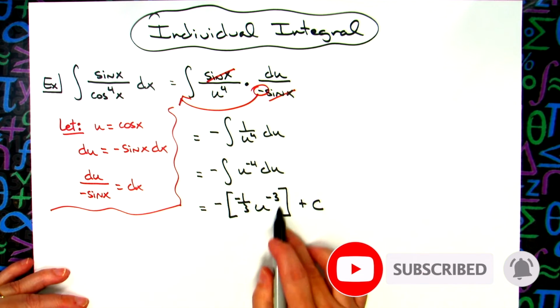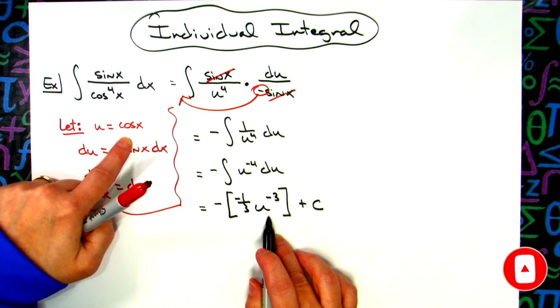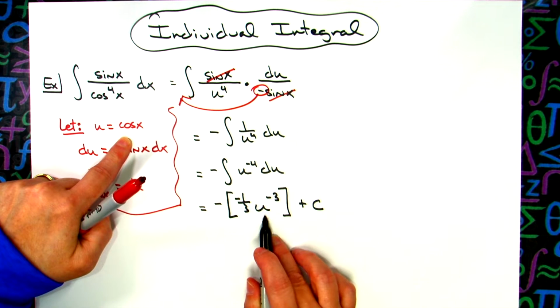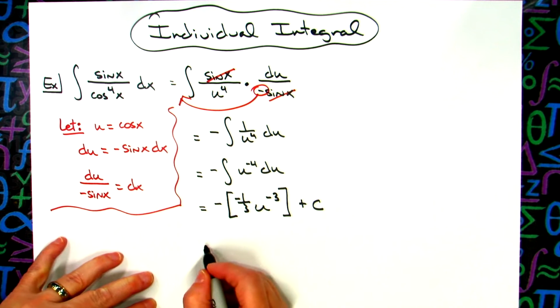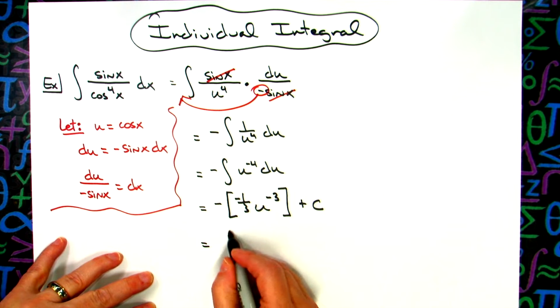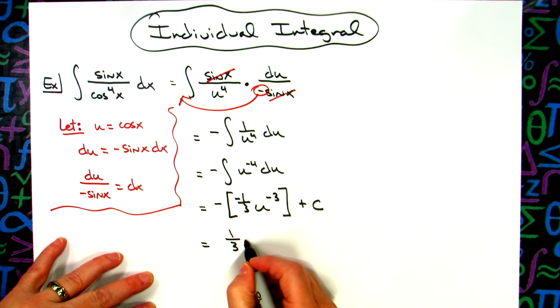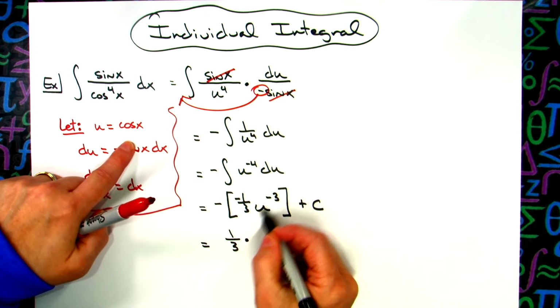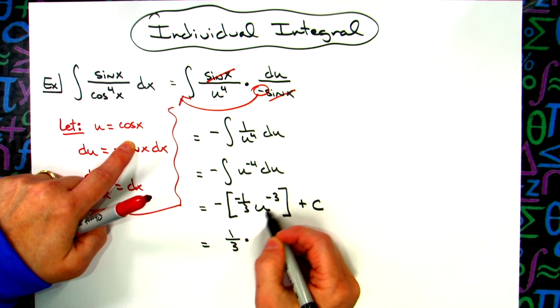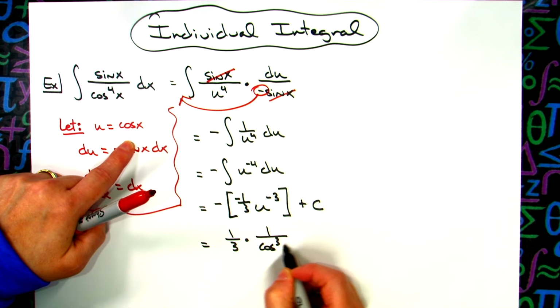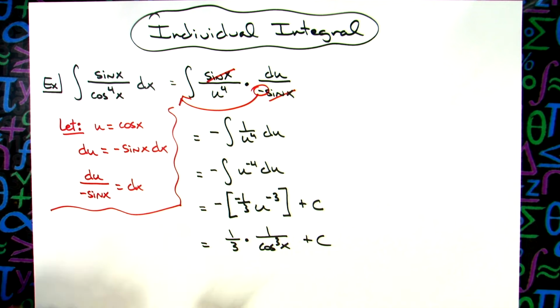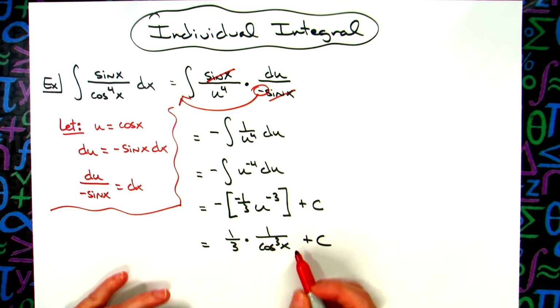All right, I'm going to go ahead and substitute cosine back in for my u. And at the same time, I think I'm going to go ahead and move that back down, make it positive. All right, so then we'll have the positive 1/3 times, moving this to the bottom and substituting cosine in, 1 over cosine to the third x plus c. All right, and then there would be nothing wrong with that.